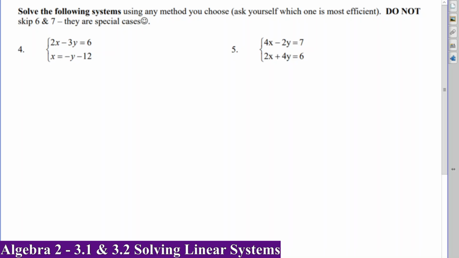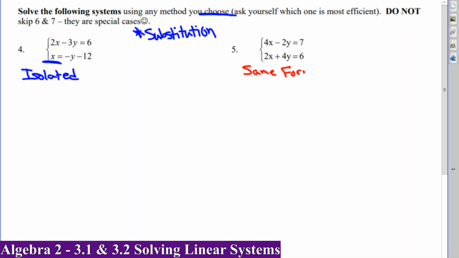So first and foremost, I look at number 4, I see a variable, it's isolated. So I'm probably going to want to use substitution. The first thing you always want to decide is which method you want to use, if you get to choose any method. And when I say any method, for the most part, let's stick to substitution and elimination here. Then I look at number 5, and I see both of these are in the same form. So I probably want to be thinking elimination.